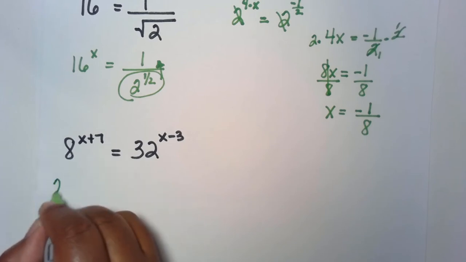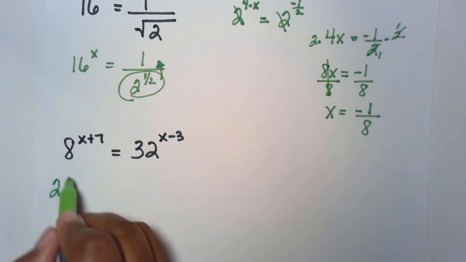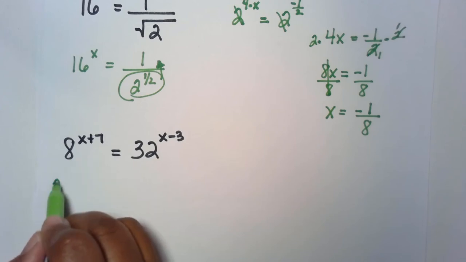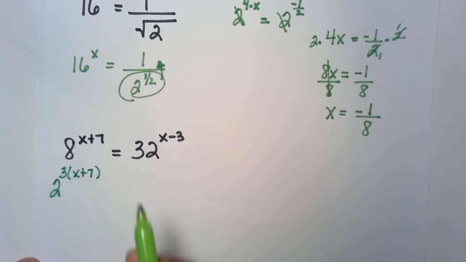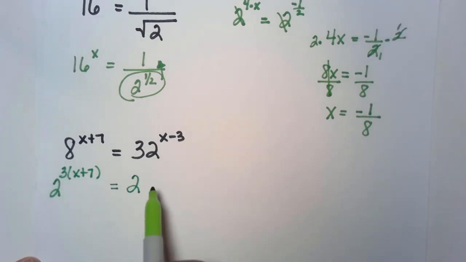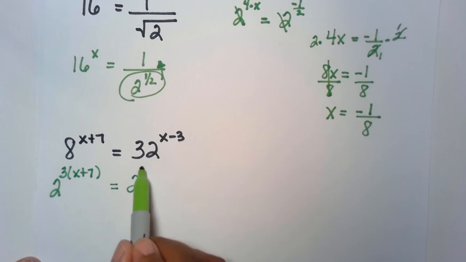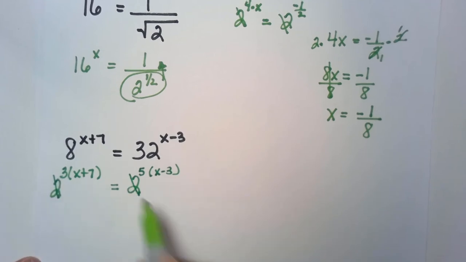So you have here 2 raised to what power would give us 8? That's going to be 3. 2 to the 3 times x plus 7. And you see I place parentheses around the x plus 7 because that's a binomial, equals 2 raised to what power would give us 32? That would be 5. Now we have a common base.